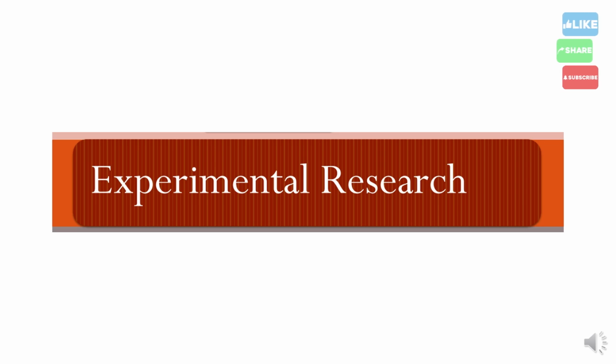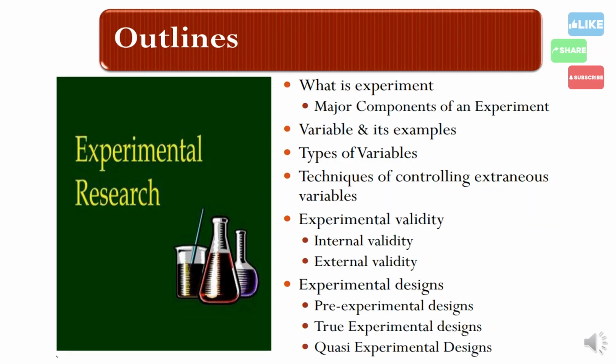Welcome back. So our topic today is experimental research. The outline of this lecture is: what is an experiment, then what are the major components of an experiment, what are variables and examples of them, as well as types of variables, techniques of controlling extraneous variables, and experimental validity. In this, there are two topics.